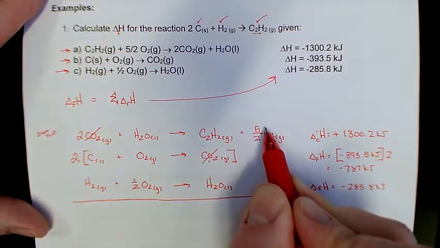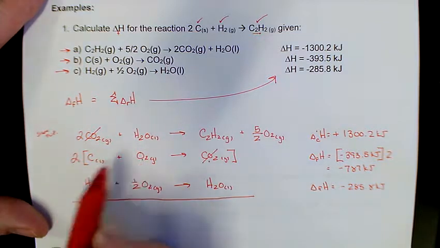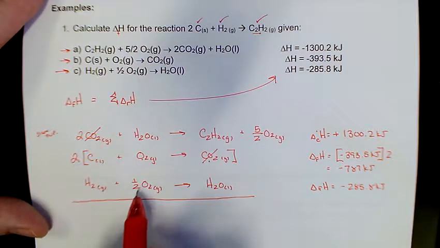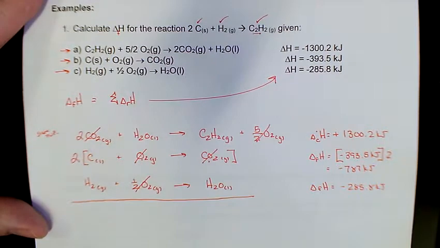I don't want those in the problem. And so I have 2 moles, because there's 1 here, times 2, plus another half, that's 2.5. So all of my oxygen cancels out, and we're good there.